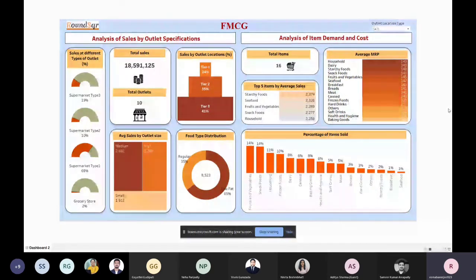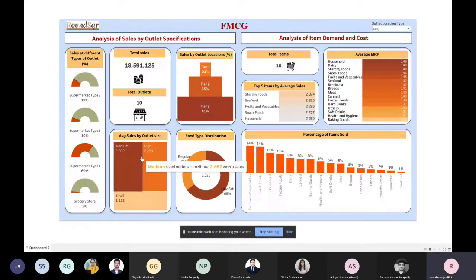So right now it is selected at all, and we can see on the left, this is a pie chart which is showing the sales at the different outlet types. Like supermarket type 3 is having 19%, likewise supermarket type 2, type 1, and grocery store. Next, we have the total sales, which is right now selected to all. So it's an accumulation of all the sales together. Total number of outlets is 10.